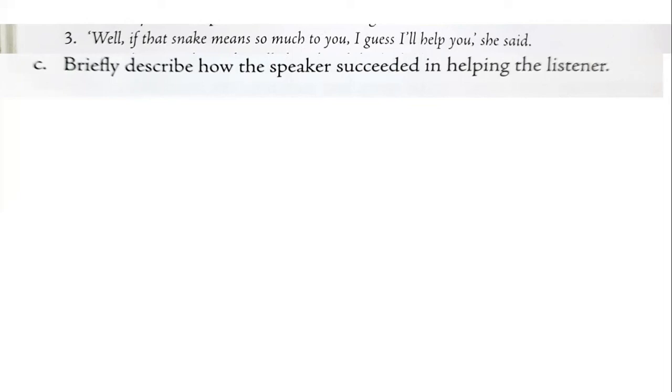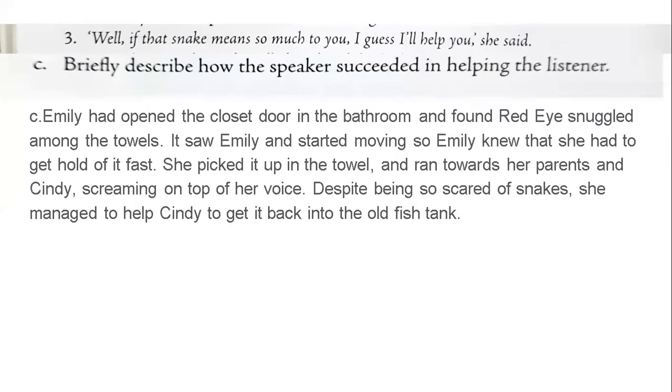She helped to look for the snake, and she finally managed to find it. Where did Emily find the snake? In the bathroom closet. Do you remember? So here's how you write the answer down. It's a bit of a lengthy answer. You can write it in your own words, but make sure you include all the points. Emily had opened the closet door in the bathroom and found Red Eye snuggled among the towels.